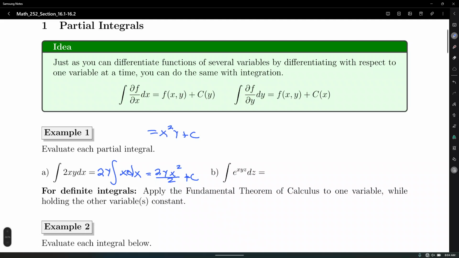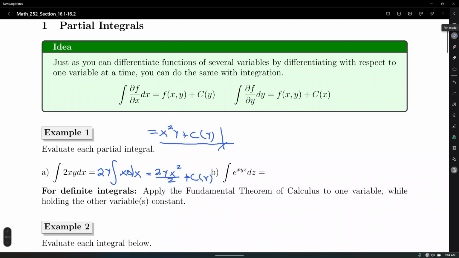x squared y plus c. However, the c is going to be different this time. It's not just going to be the letter c. Since in this case we integrated with respect to x, here this constant is a function of y. All right, so that is going to be our final result.